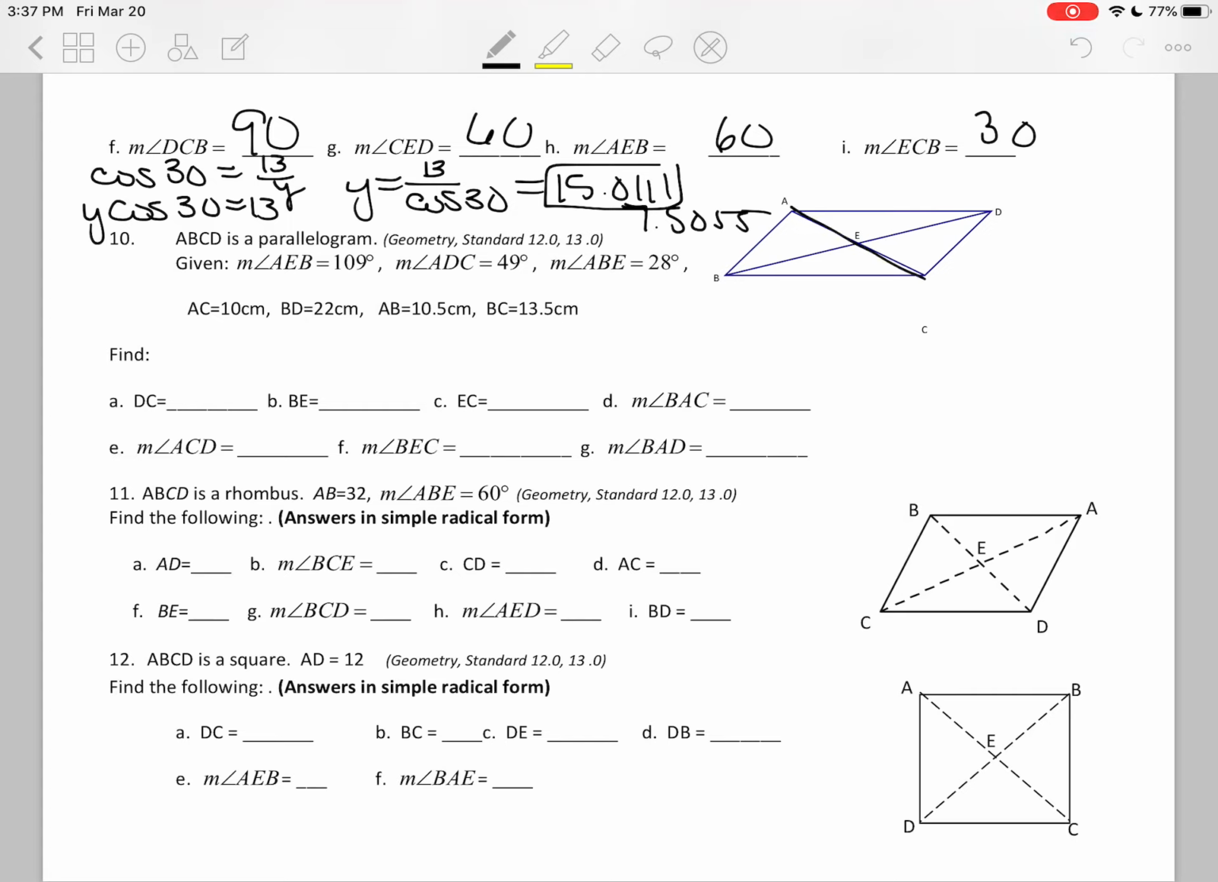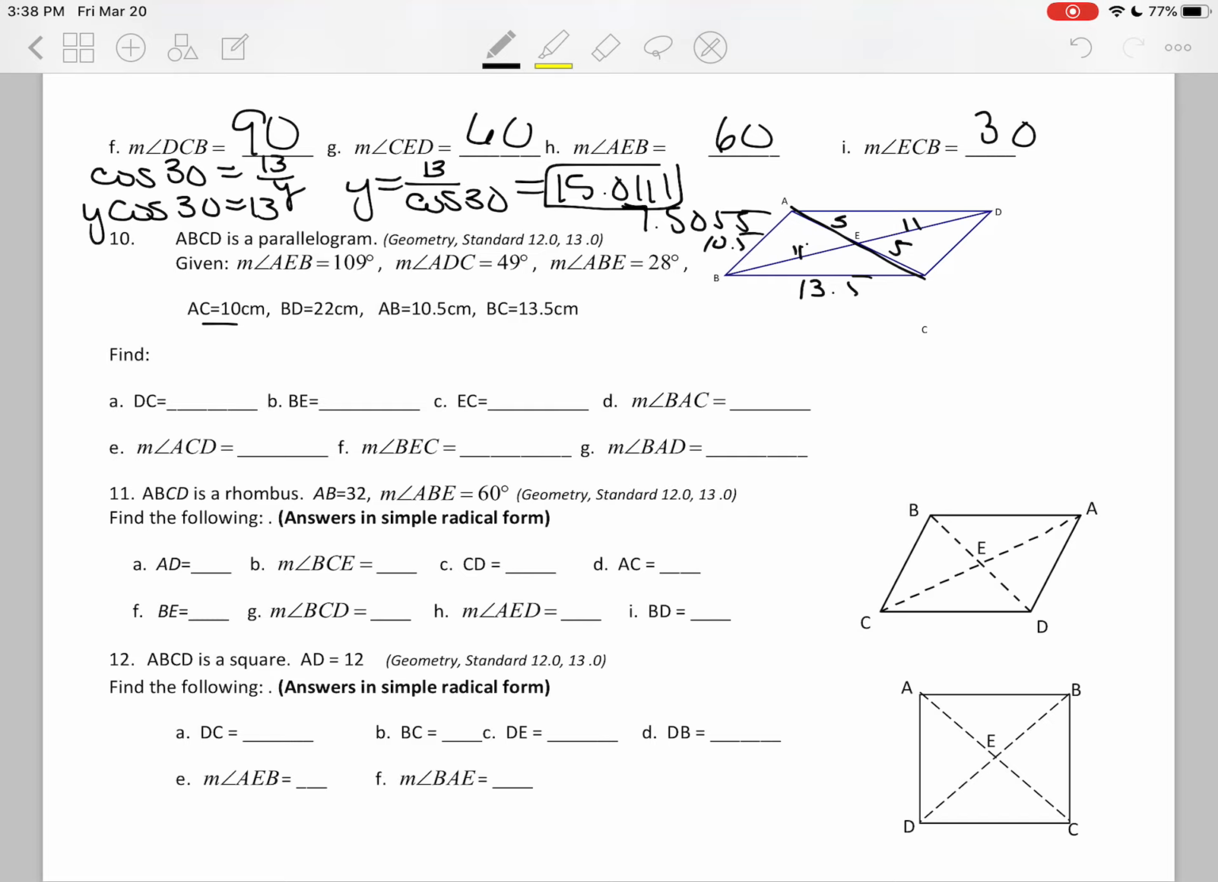So in our parallelogram, they told me that A to C, so that's this diagonal, is 10. So that makes each one of them 5. B to D, that's the other diagonal, is 22, so this one's 11. Diagonals are bisecting each other, so they're cut in half. B to E, or AB, is 10.5, and B to C is 13.5.